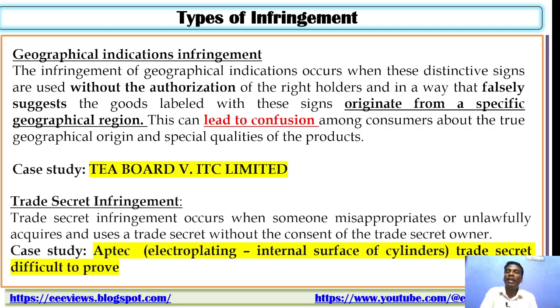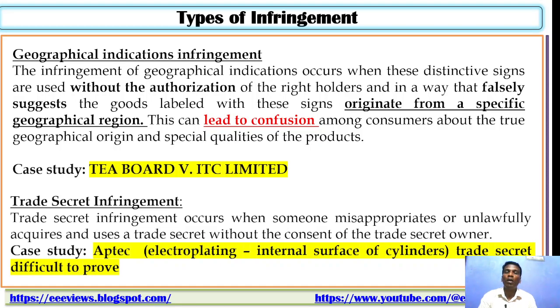Here you can see the case study of Aptech. Aptech is a company which does electroplating on the internal surface of the cylinder. Their employee worked for a period of 15 years, then he retired and started his own business doing the same electroplating. Now the Aptech company filed a case against person X in court. The court analyzed initially and asked the person to stop further production. The person again moved to the High Court and filed a case.